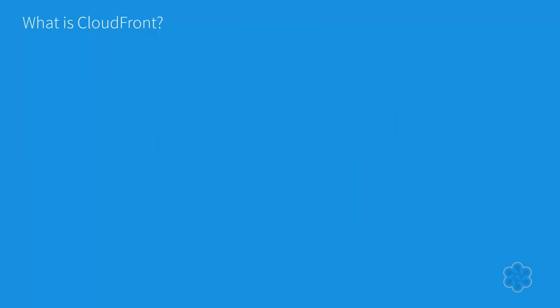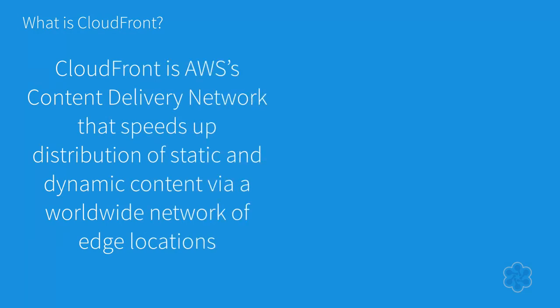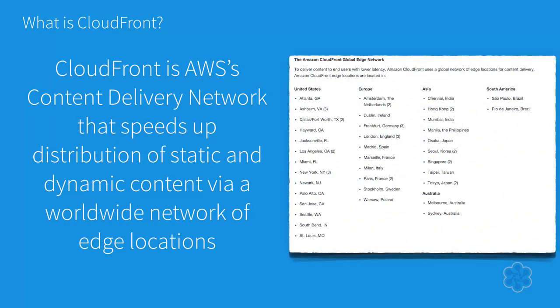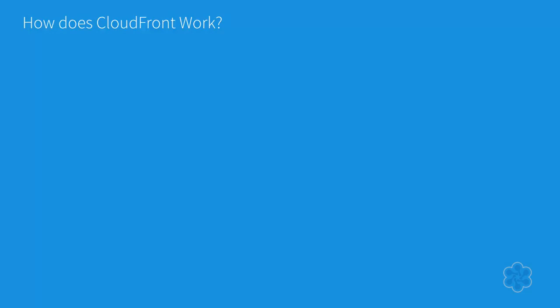CloudFront is AWS's content delivery network that speeds up distribution of your static and dynamic content through its worldwide network of edge locations. When a user requests content that you're hosting, the request is routed back to the web server. However, if you're using CloudFront, this is routed to the closest edge location, which provides the lowest latency to deliver the best performance.